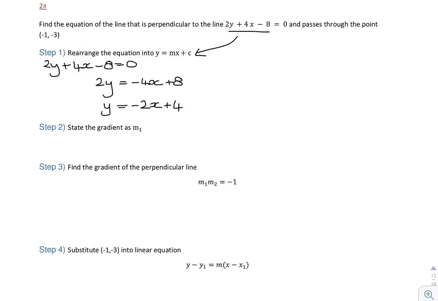Our next step is to identify the gradient of that first equation, so m1. And we can do that by reading it straight off that equation that we rearranged. So -2 is going to be our gradient.